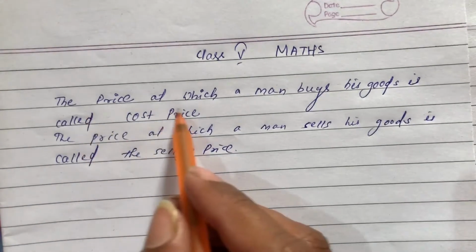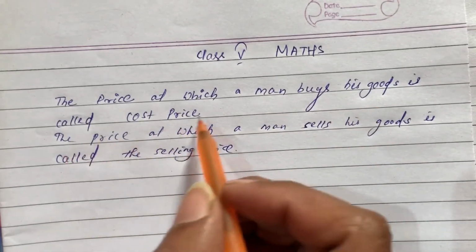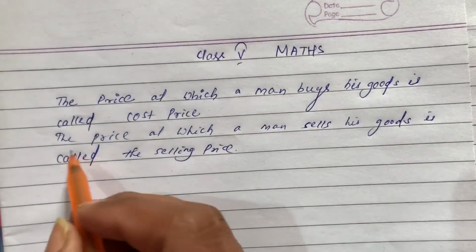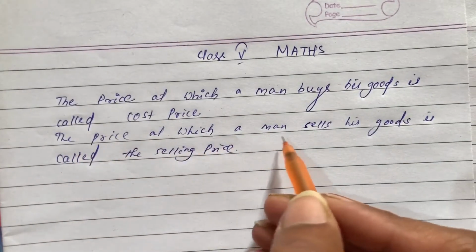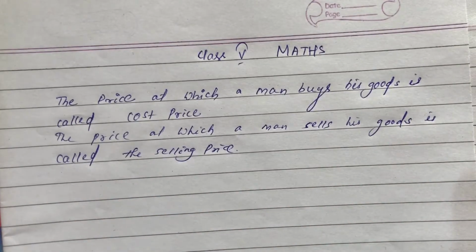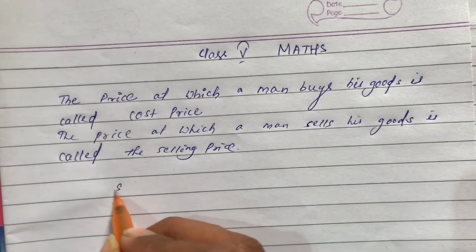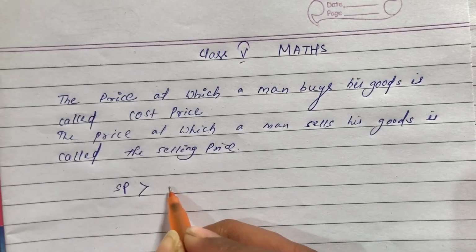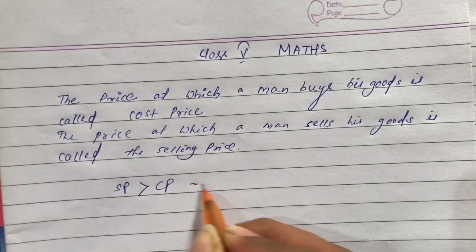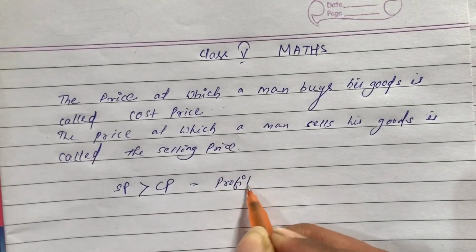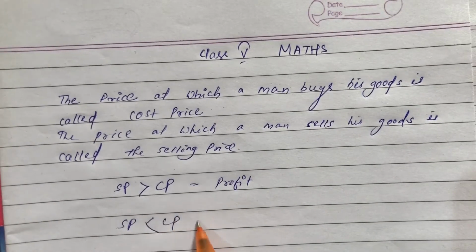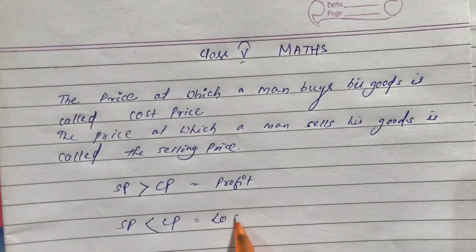The price at which a man buys his goods is called cost price. The second one, the price at which a man sells his goods is called selling price. In the previous class, I told you that when SP is greater than CP, then it is a profit, and when SP is smaller than CP, then it is a loss.